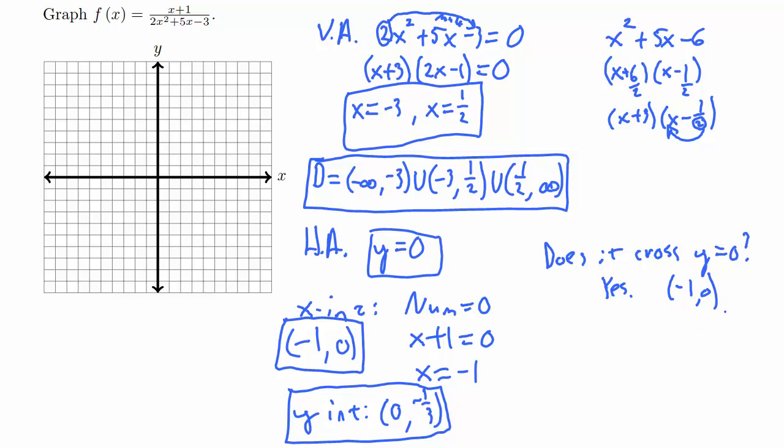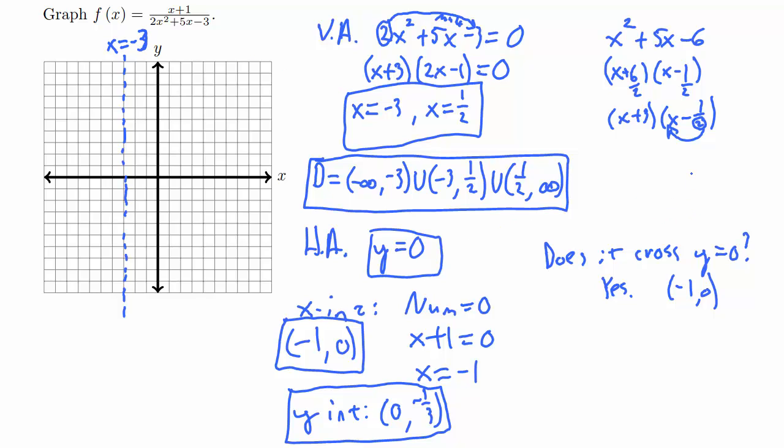So it crosses at that -1, 0, or at least touches. Okay, so let's plot everything that we know. The first thing we want to do is plot the vertical asymptote. And the vertical asymptote is x equals -3. 1, 2, 3, fantastic. So this is x equals -3.